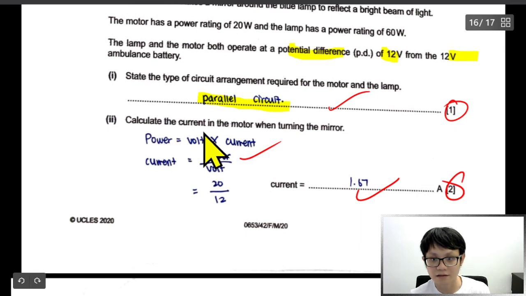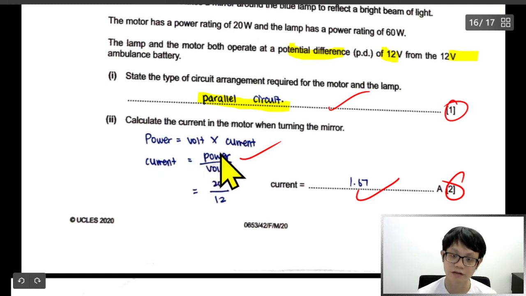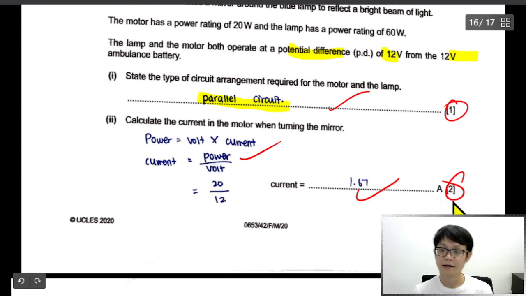Calculate the current in the motor when turning the mirror. So power equals voltage times current. So you do it and you get your answer 1.67. The student gets 2 marks. For the formula you get 1 mark, and for the working and the correct answer you get 1 mark. Just be careful to write the unit.